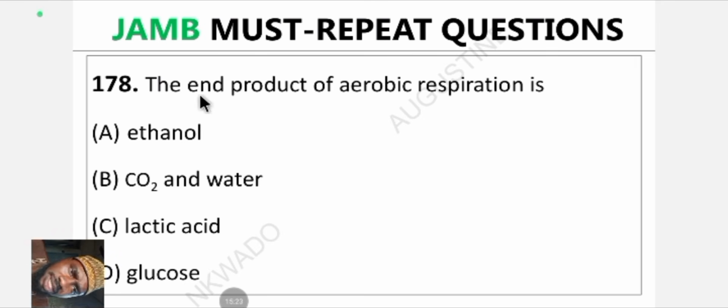Question 178. The product of aerobic respiration is what? A. Ethanol. B. Carbon dioxide and water. C. Lactic acid. D. Glucose. What's the answer? Drop the answer in the comment section.